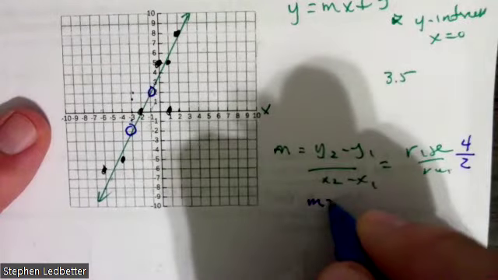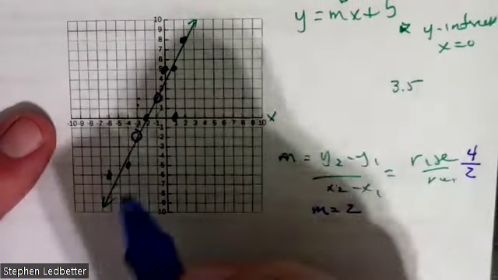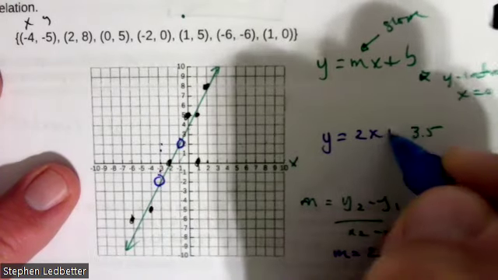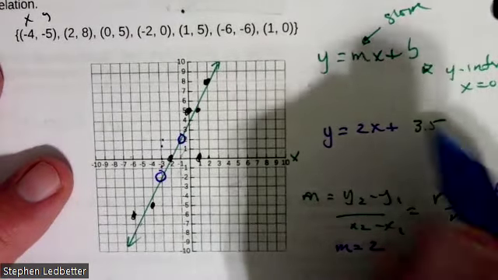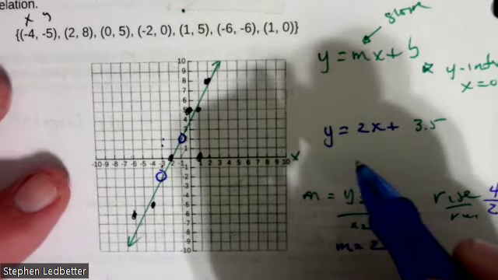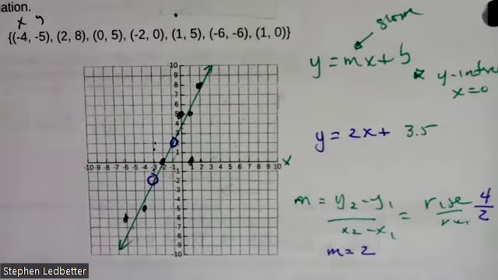So according to my line, I wrote a slope of 2, and it's going up, so it's positive. So my equation that I created is 2x plus 3.5. Now I left these in decimal forms. If this was a fraction, I would change it to a decimal, because when we put it in a calculator, it's going to be in decimal form.